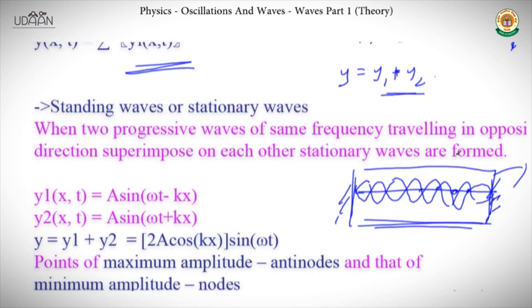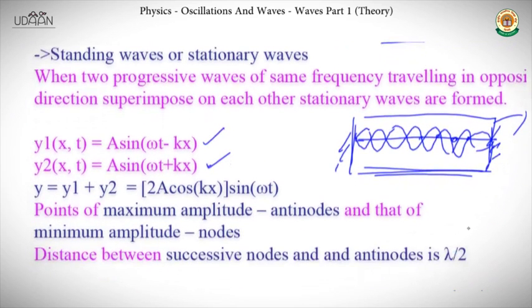Suppose we take y1 as a sine of omega t minus kx, which is moving in the positive x direction, and y2 will obviously be moving in the negative x direction. Applying superposition, we get this expression. So this is the equation of the standing wave. You can see that amplitude is a function of position. This you can intuitively feel.